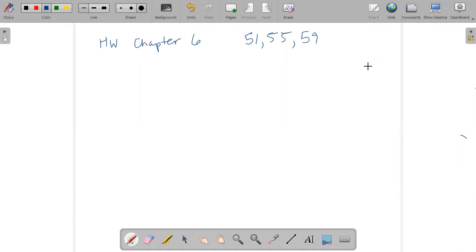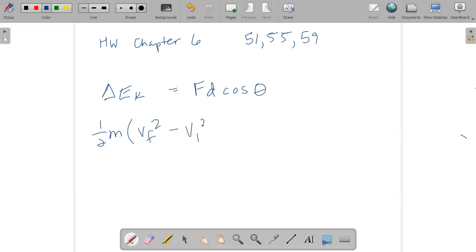Okay, so let's see. We're going to again use the work energy theorem. So delta EK, because that's what we know this time, equals F d cos theta. So delta EK is 1/2 m (v final squared minus v initial squared), where v final is 0, equals the force, which we're solving for, times the distance times cos 180. So we know it's going to be negative. This is -1.